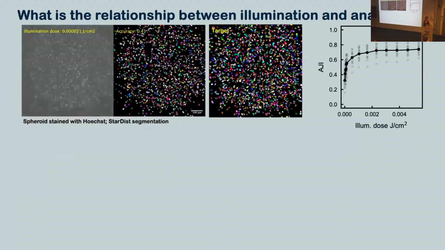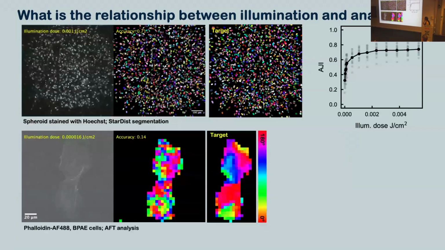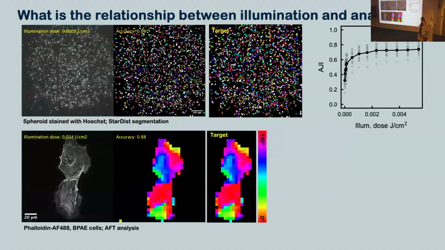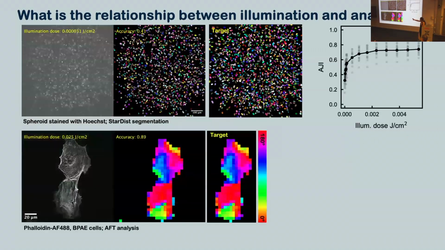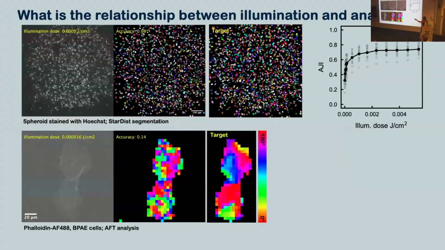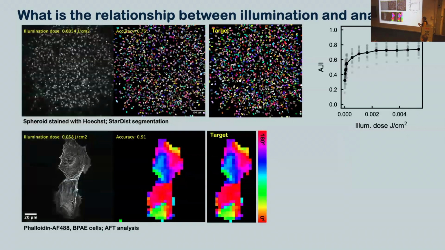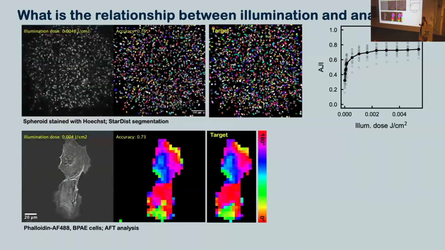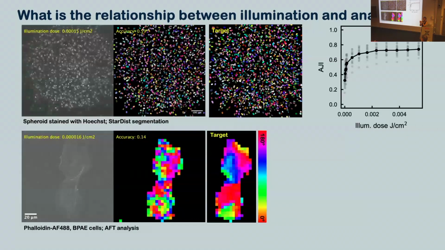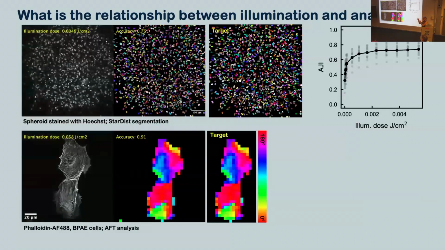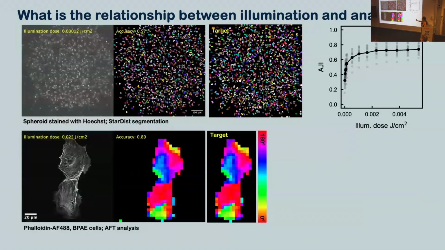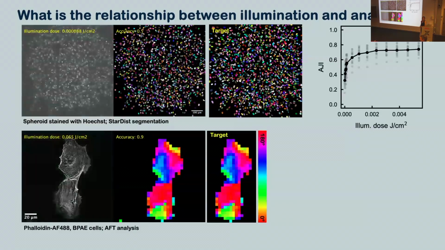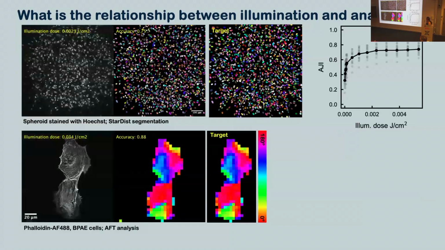How about a different problem? So again, here's a different sample, a different analysis question. This time it's phalloidin actin in mammalian cells. Again, on the left-hand side, I'm just increasing the illumination dose. And next to it is the result of a type of analysis called AFT, which I briefly explained earlier. It splits the images into blocks and says, what direction is the stuff in this block pointing? And again, our target image is the result of doing AFT analysis on a really good image of that field of view.